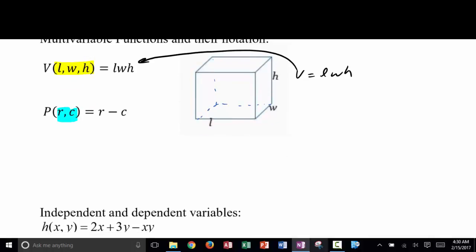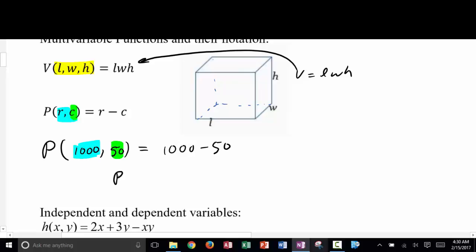So for example, if I gave you P of revenue 1,000, cost 50, what would that mean? Well, we're going to interpret that the same way we've always interpreted function notation: everywhere I have an R, I'm going to replace that with 1,000, and everywhere I have a C, I'm going to replace that with 50. So therefore, my function now is 1,000 minus 50, and so therefore my profit is going to equal 950. So what does that mean? We had a profit of $950 when we have a revenue of $1,000 and a cost of 50. All right, it's easy.